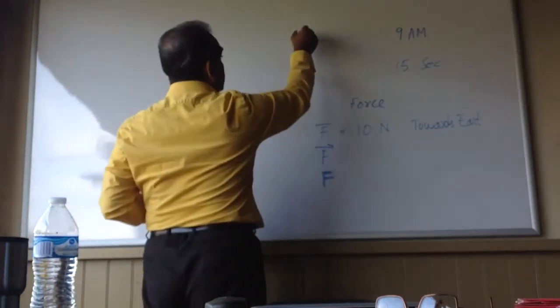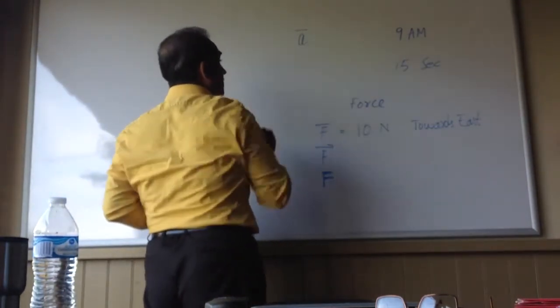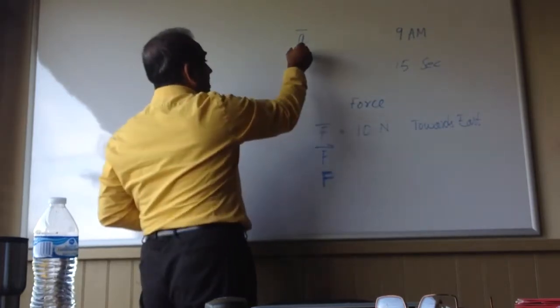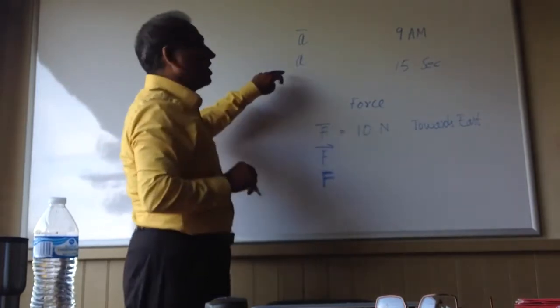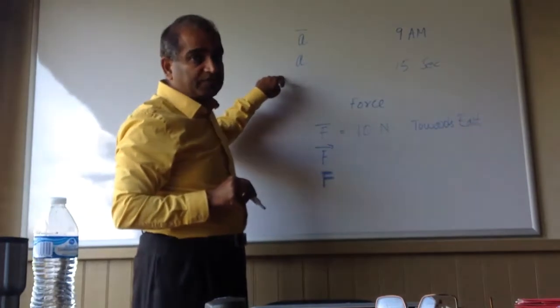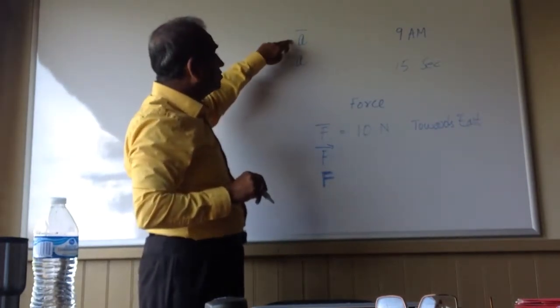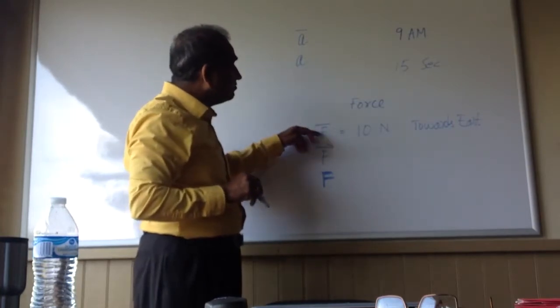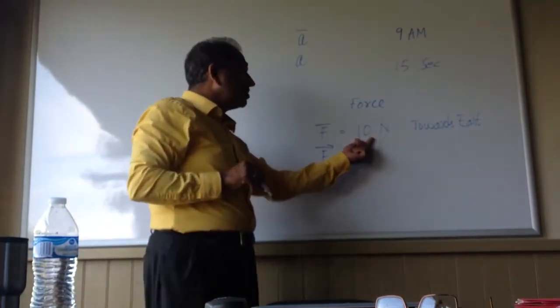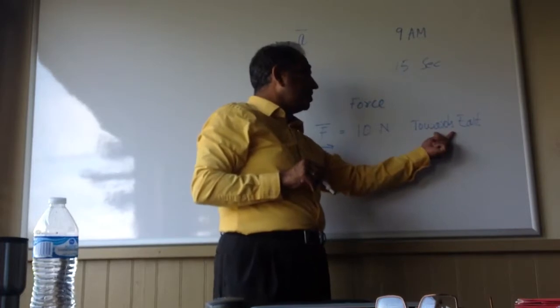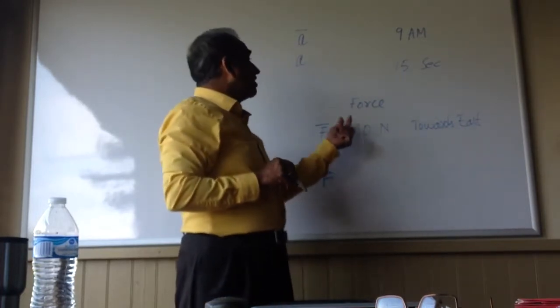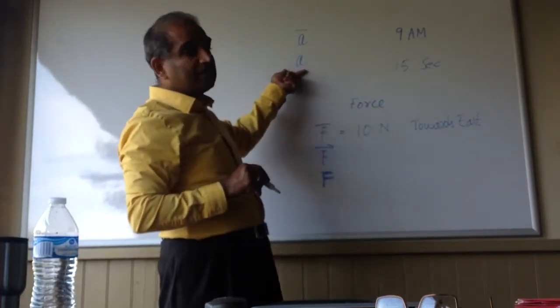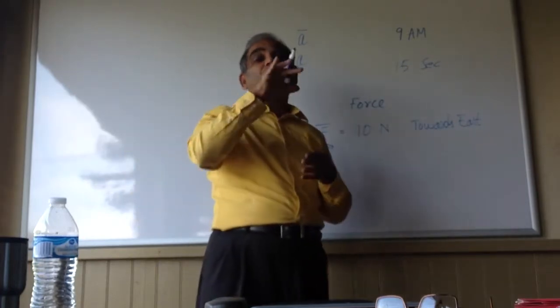So I can represent A bar as a vector, whereas A, the letter A, is not a vector, it is a scalar. So the vector portion of the scalar is this one. Like force F bar has a scalar quantity and a direction. Therefore the scalar quantity can be represented with a normal letter without any bar on that.